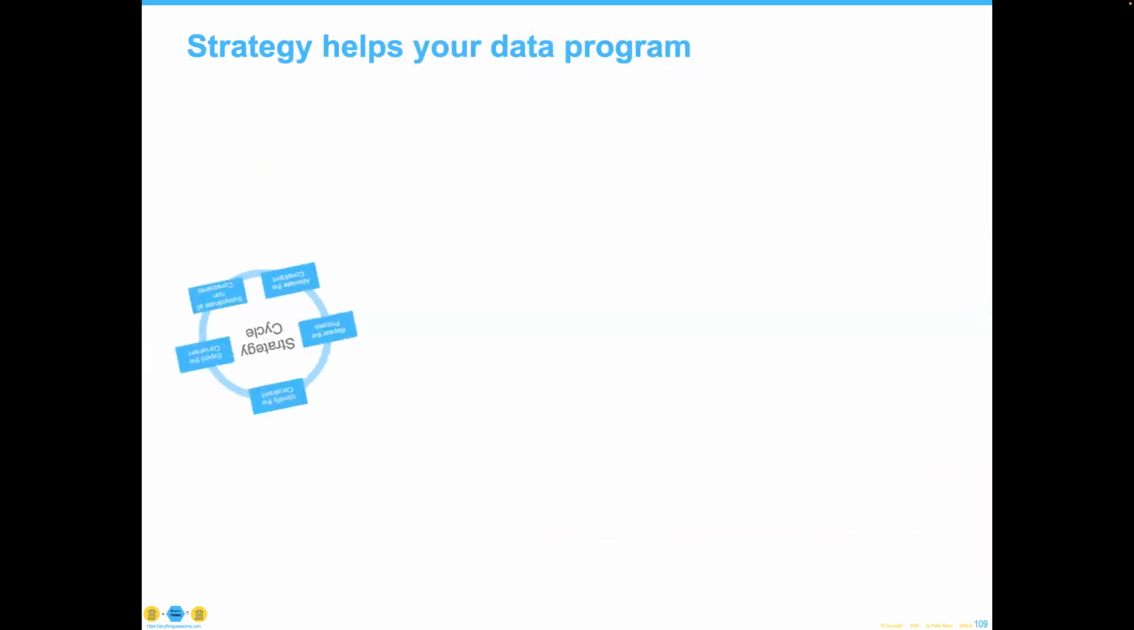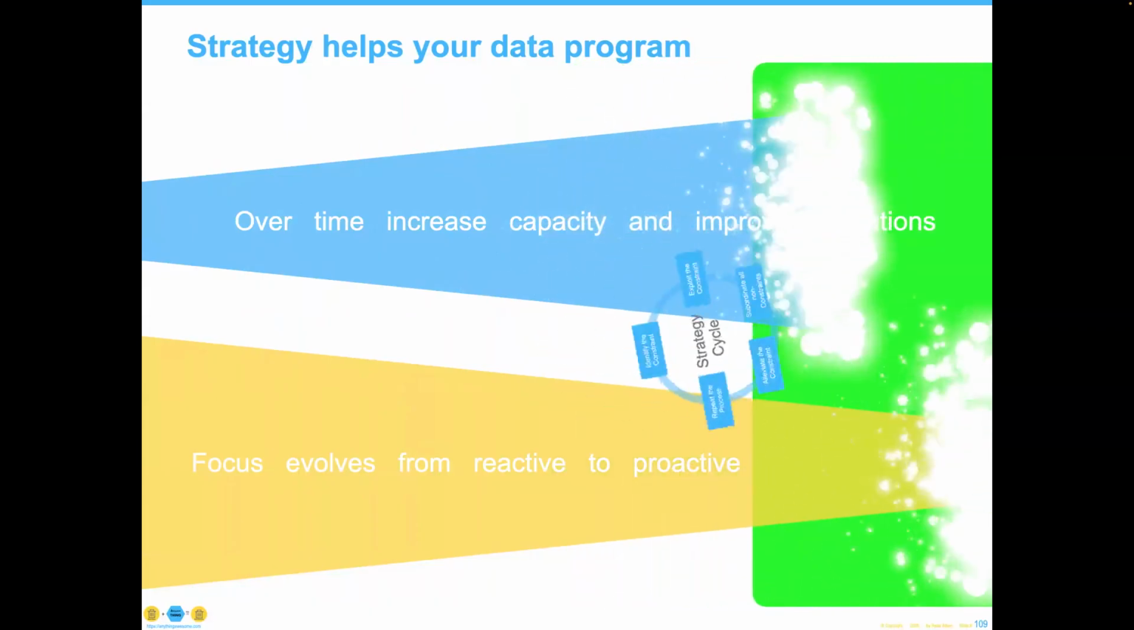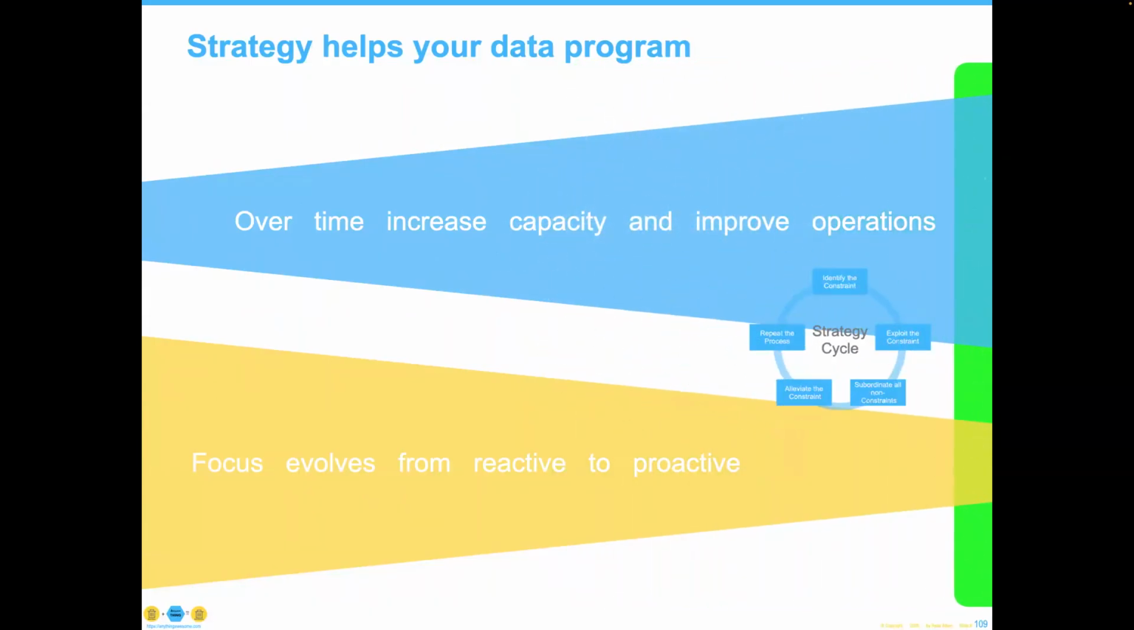So I hope you're getting the idea here of these strategic cycles. Again, as you go through them again and again, over time, your capacity will increase in improving your operations, and the focus will change from reactive fighting data debt to proactive, really putting things on the table. Critical, by the way, that your strategy focus on both those reactive and proactive pieces.